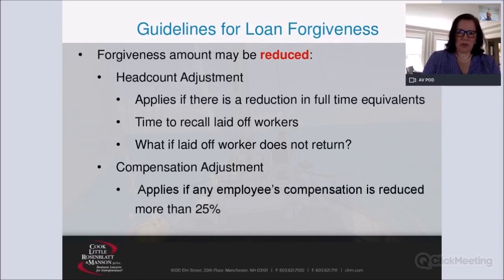So once you've spent 75% of the whole loan on payroll costs, and no more than 25% on non-payroll costs that are eligible for forgiveness, there's another possibility of further reduction. There's a reduction on a percentage basis if you have fewer full-time equivalents during the 8-week period than you did in the comparison period.